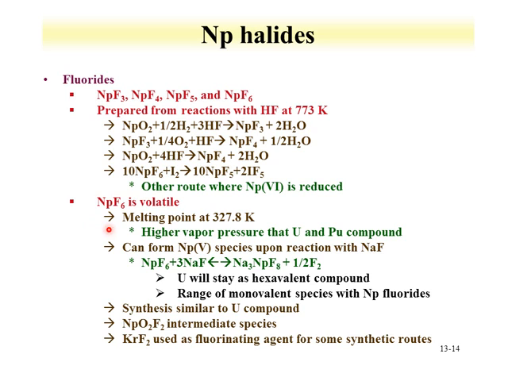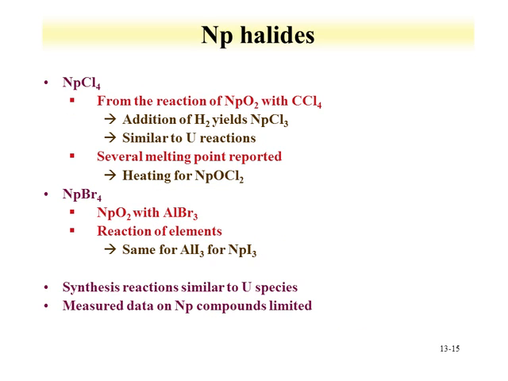Like uranium hexafluoride, neptunium hexafluoride is volatile, and it actually has a higher vapor pressure than both the uranium and the plutonium compound. The synthesis is similar to what we discussed for the uranium hexafluoride compound. Neptunium tetrachloride can be formed from the dioxide with carbon tetrachloride, and then the trichloride can be formed by treating the tetrachloride with hydrogen. This is similar to the uranium reaction.